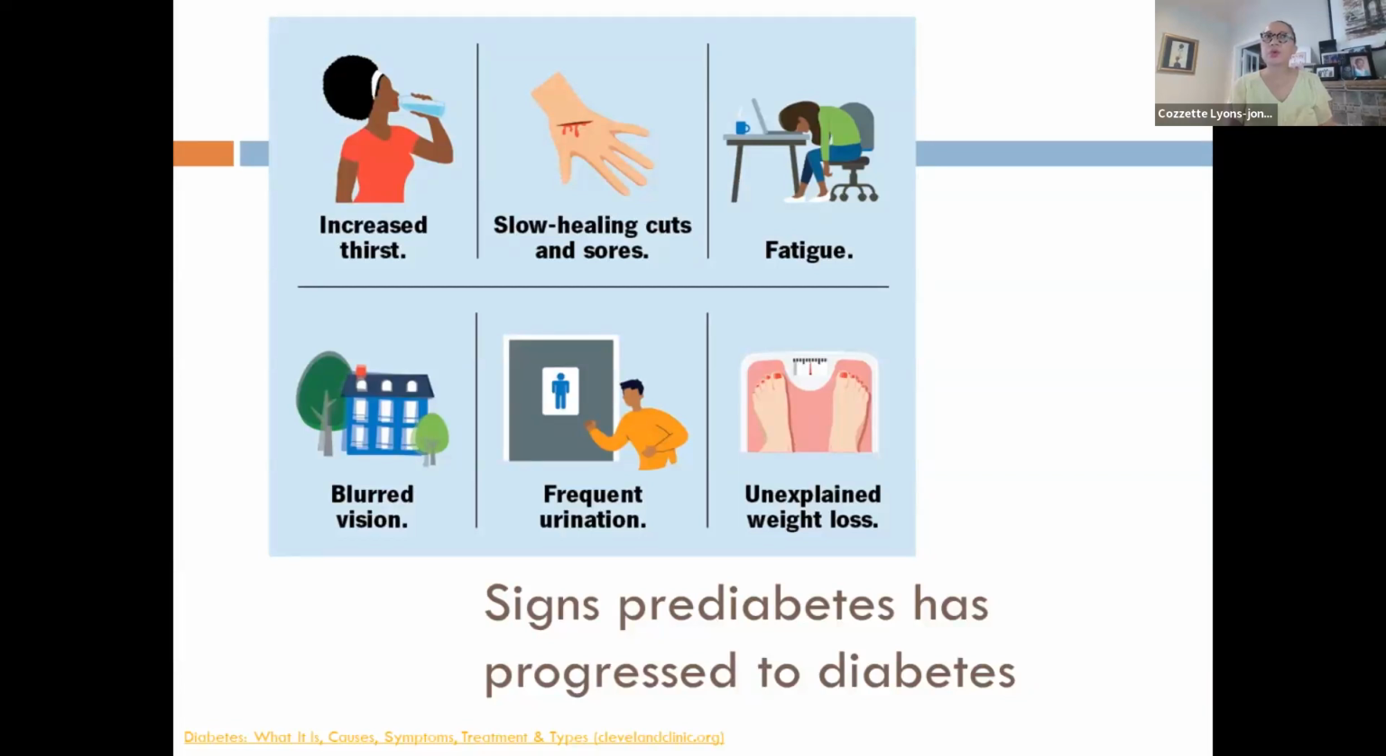Whereas in type 2, it's more so the body's response to the insulin that's being produced. It's not as sensitive. You have a resistance to that insulin. And oftentimes that's associated with the presence of obesity.